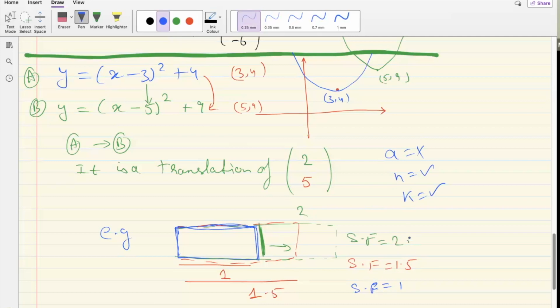Scale factor 2 means it has been stretched to such an extent that the new size is twice the size of the original one. If we have to draw scale factor 3, it has to be stretched to a limit that it is 3 times the original size. Getting it?